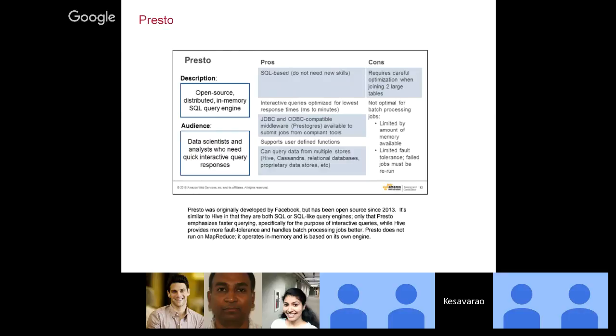Some quick pros and cons here, because you need to know the pros and cons, when to use and when not to use. Again, consider Presto as an equivalent tool to Impala, okay, which is totally different from Hive.